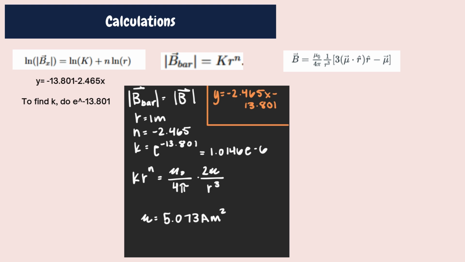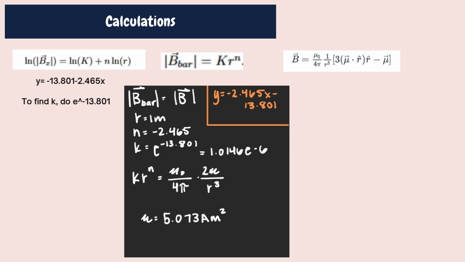But we need k, right? But we don't want the natural log of k. We want the inverse of that. So what we're going to do is we're going to do e to the power of negative 13.801. That's how we're going to get k, because here we're going to basically be equating the distance dependence formula to the Biot-Savart law. And we already know r, we know n, because as you can see up there, n is going to be negative 2.465.